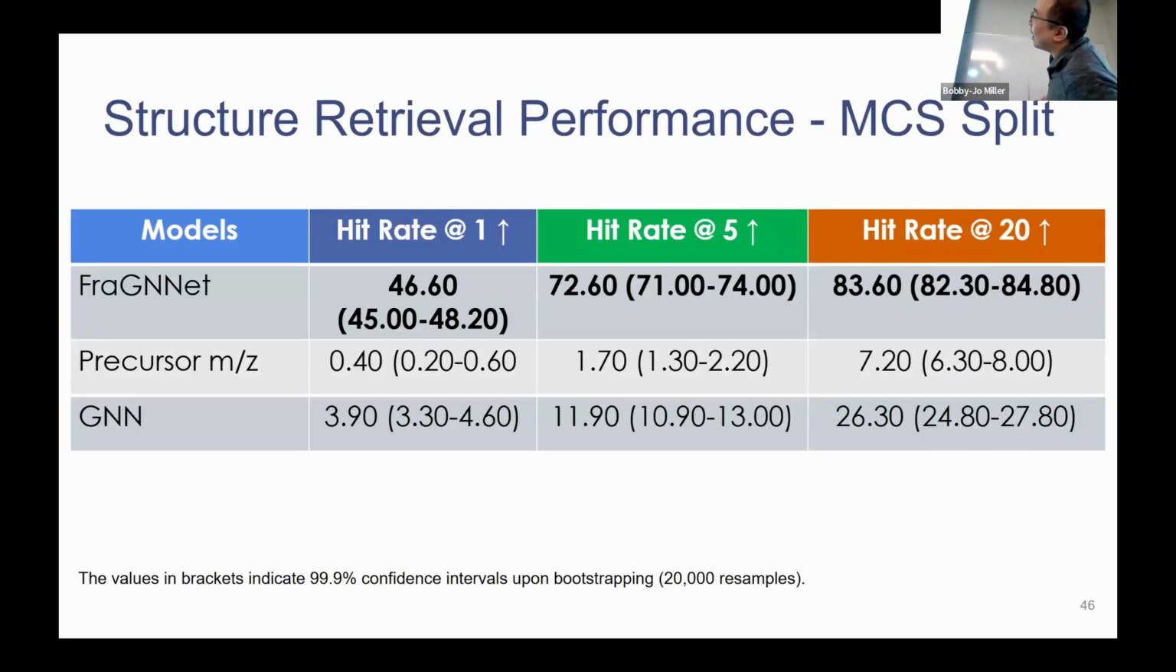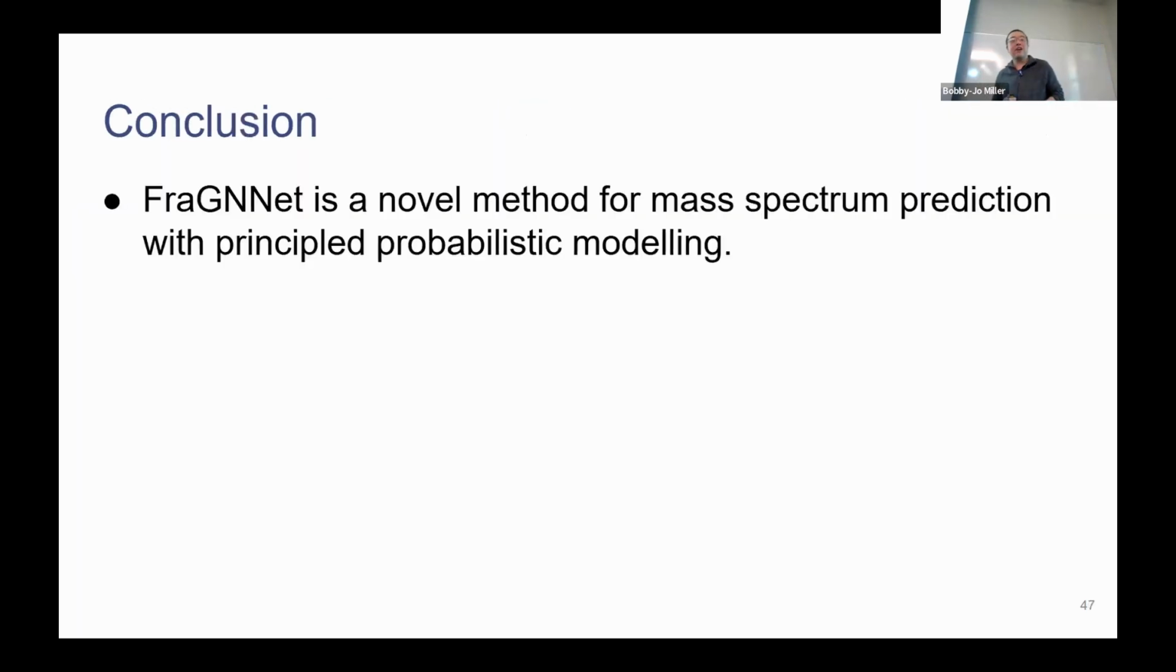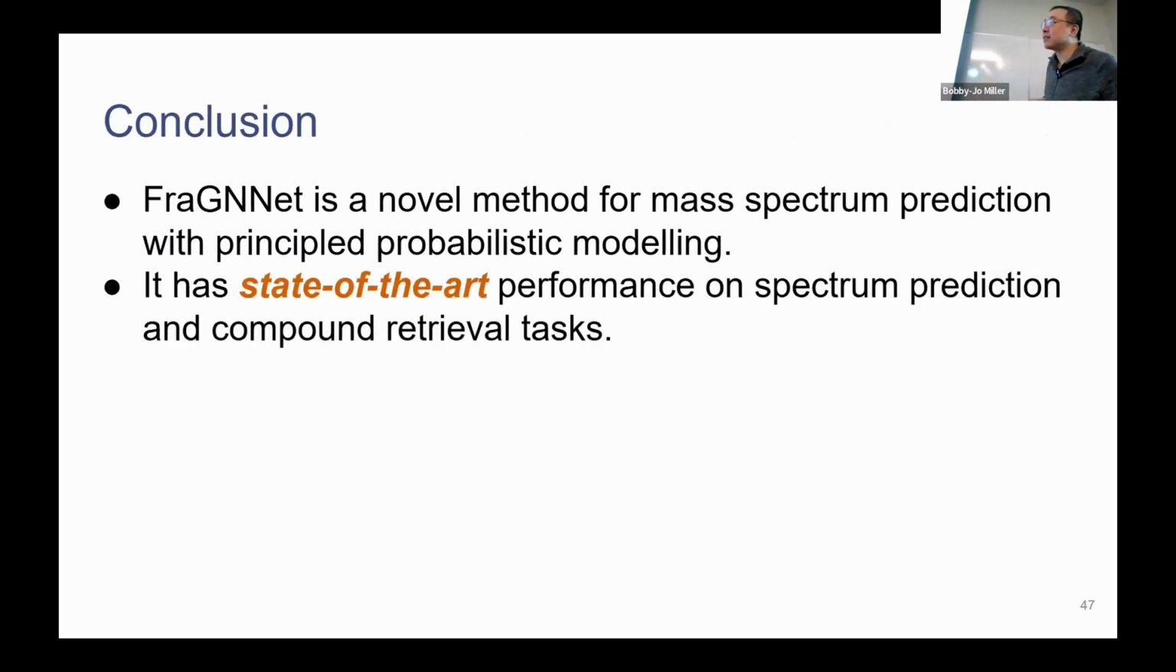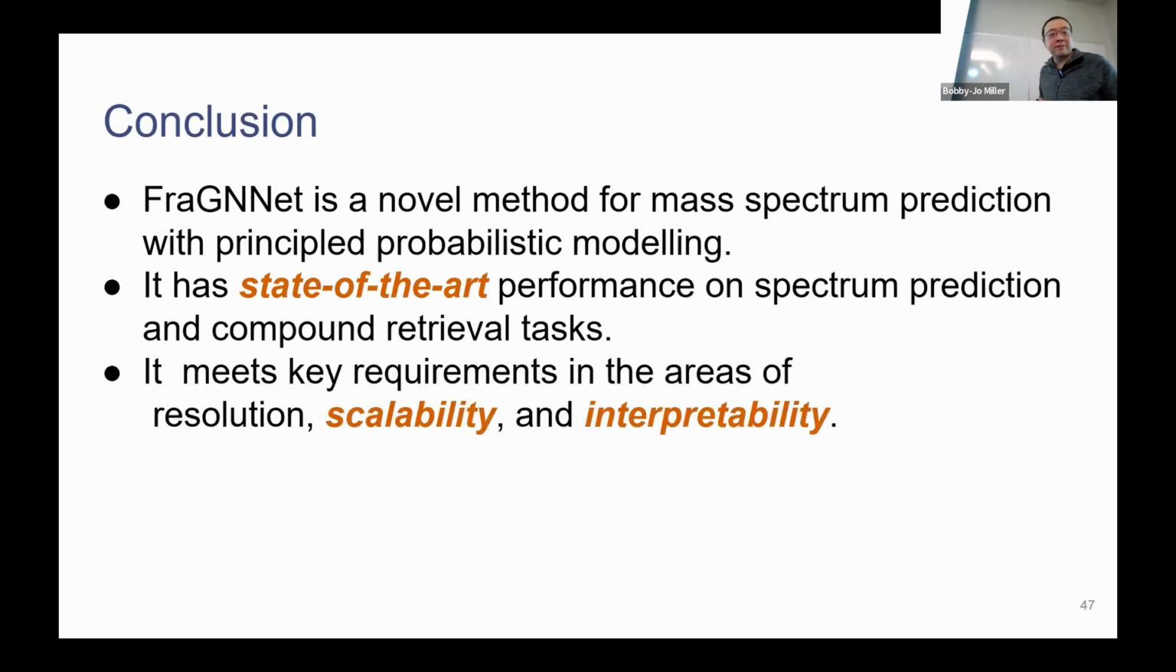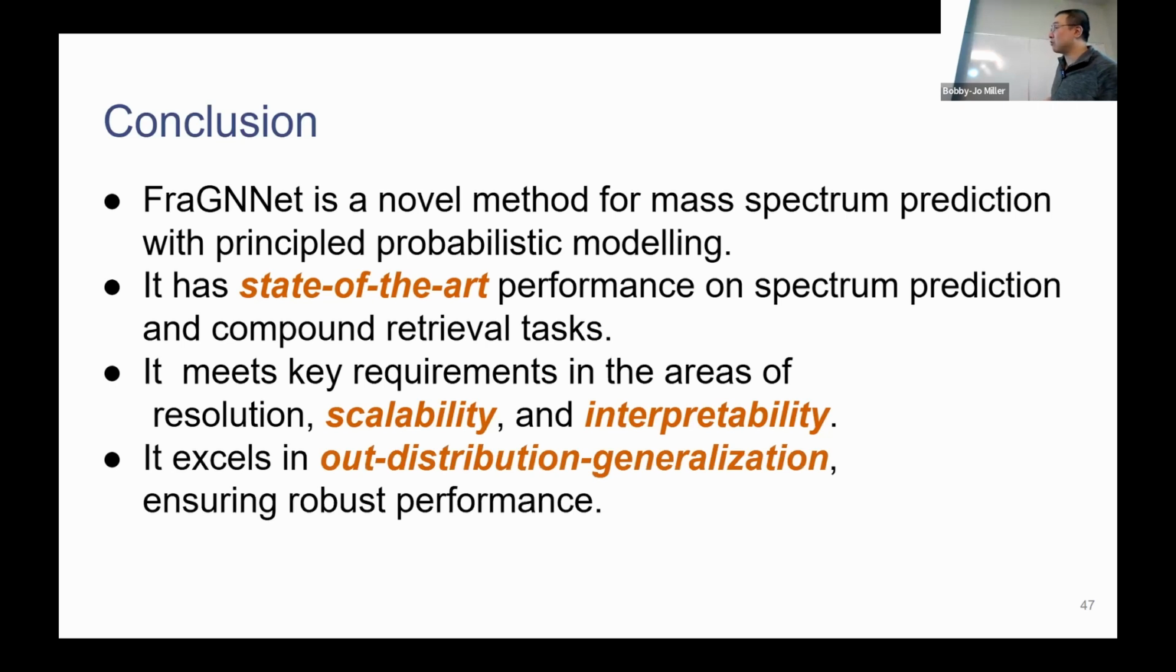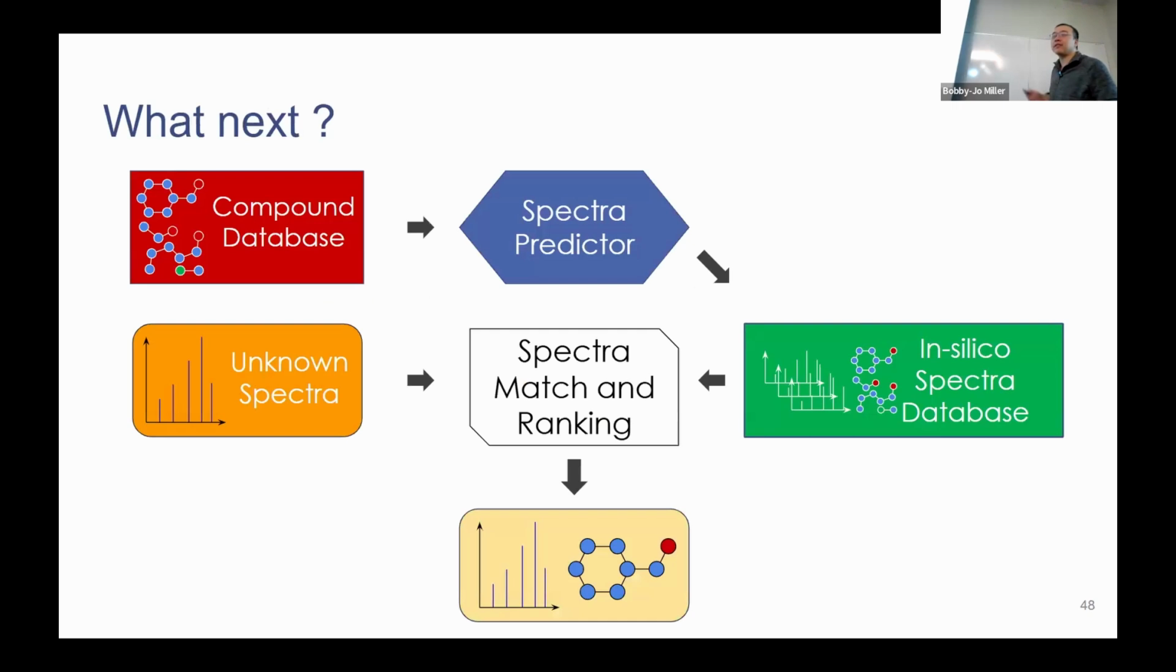Okay, so in conclusion, FraGNNet is a novel method for mass spec prediction with principled probabilistic modeling. It had state-of-the-art performance on the spectral prediction and the compound retrieval testing. It meets the key requirements of resolution, scalability, and interpretability, and it's doing super well in the out-of-distribution evaluation.